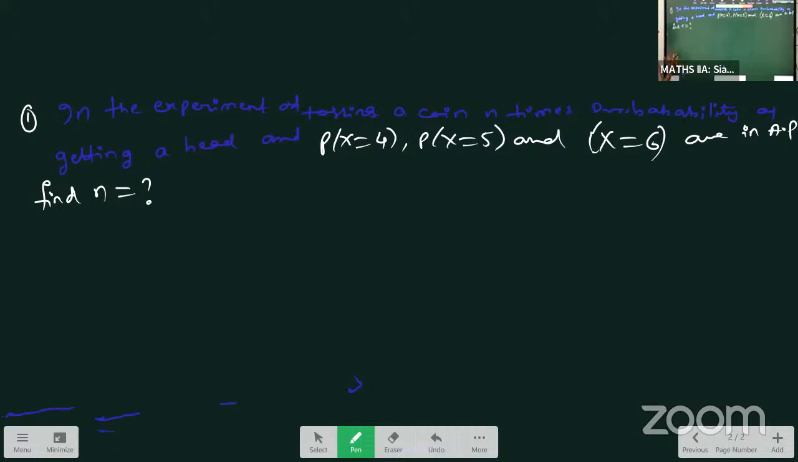Clearly it is mentioned what is given. A coin is tossed n times. The number of trials is not given; that we have to find out. A coin is tossed, and the probability of getting a head. The question is about getting a head. By keeping these two in mind, you have to write. The solution goes like this.